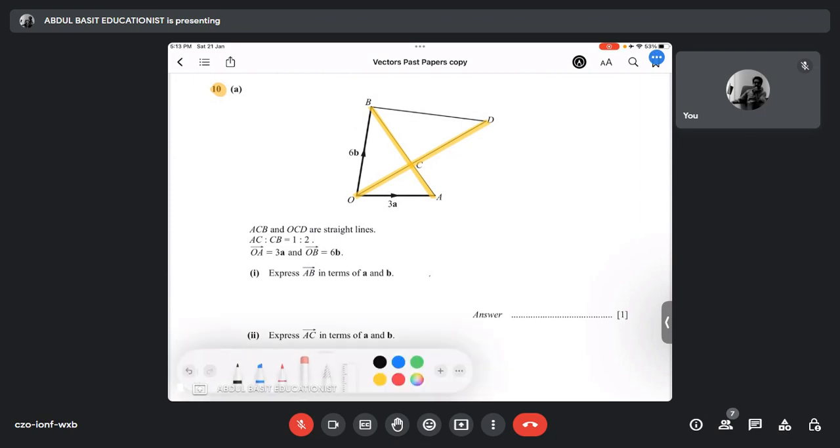Now in this question, they say that the ratio A to C and C to B is 1:2. So for example, if I know that it is 1, then that would be 2, 1:2. Is this clear?